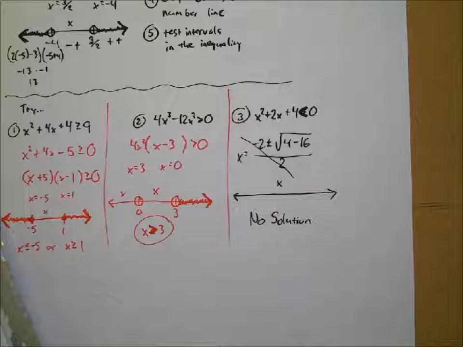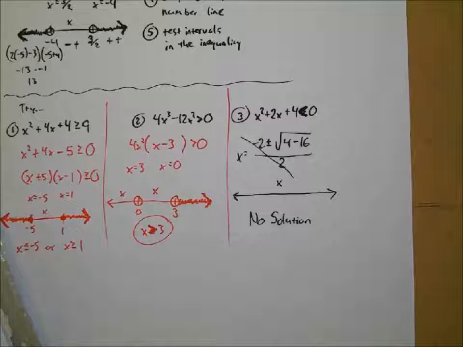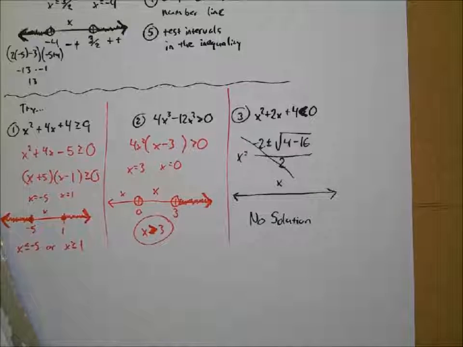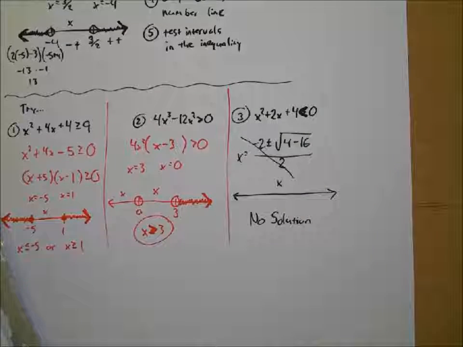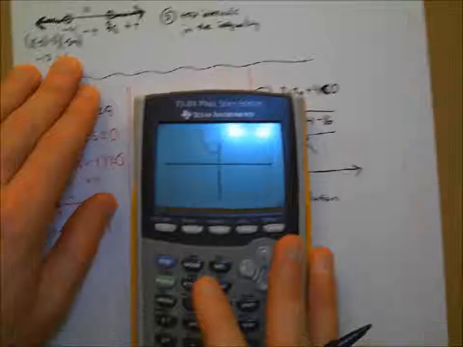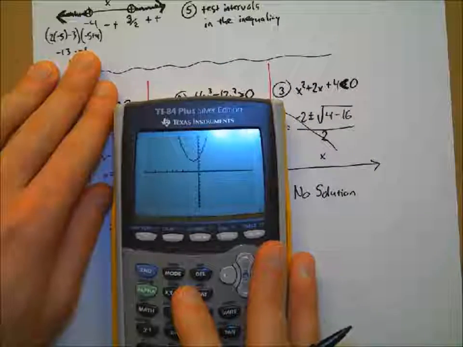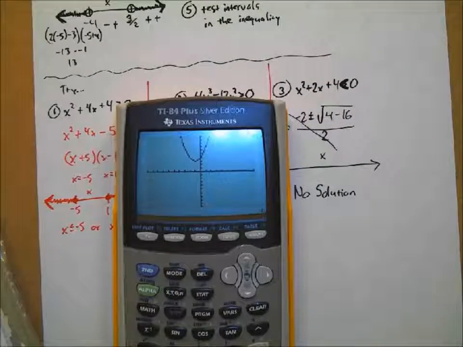Okay? If we graph this, how does the graph kind of show us here that there's no solution? How does the graph show us that this x squared plus 2x plus 4 less than 0 has no solution to this inequality? What about the graph shows us that? Yeah, so Sydney? Never hits the x-axis. Never goes below the x-axis. Yeah, exactly right. Okay, right idea there.